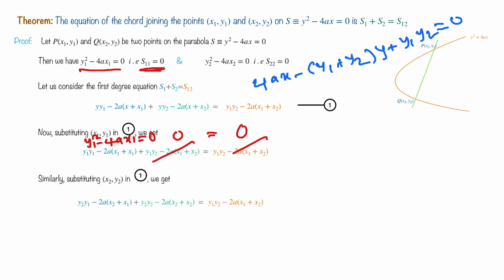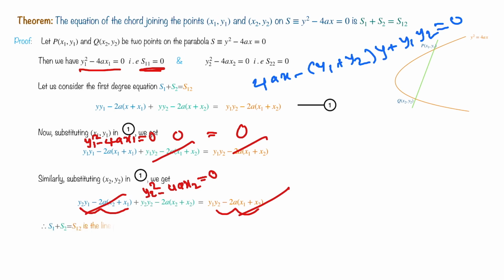Here y1 y2 minus 2a of x1 plus x2 on the right hand side is the same, so these two get cancelled, and here y2 times (y2 minus 2a of x2 plus x2). Here we are simply substituting x2 for x, y2 for y in 1. Fine. So this gets simplified to y2 square minus 4a x2, which is nothing but S22, which is 0, that we know. So we have left hand side 0, right hand side 0. Again, this equation satisfies the point x2, y2.